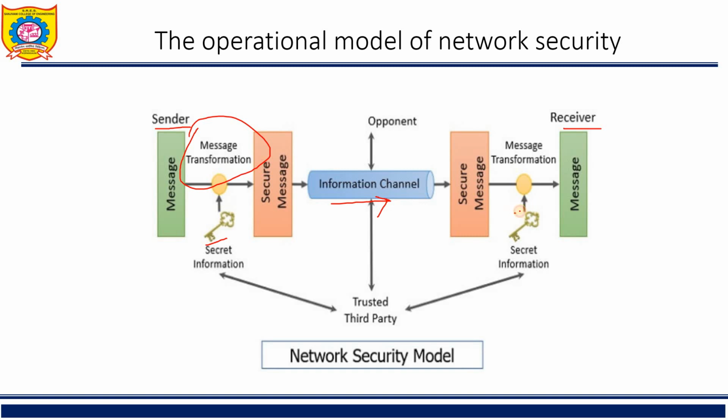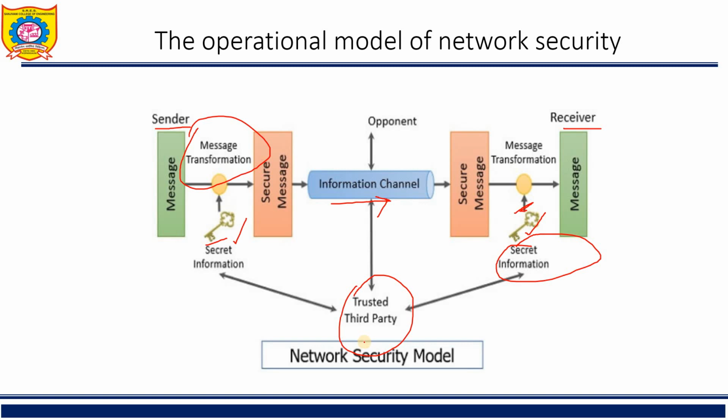So how can you perform the retransformation? Definitely we will need the same secret information, the same secret key as we have used here at the sender end. So we can say that the sharing of the secret information, the sharing of the key at the sender as well as at the receiver, has to be done with a trusted third party.